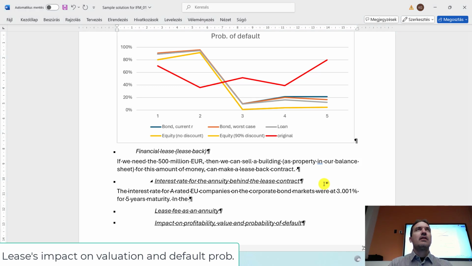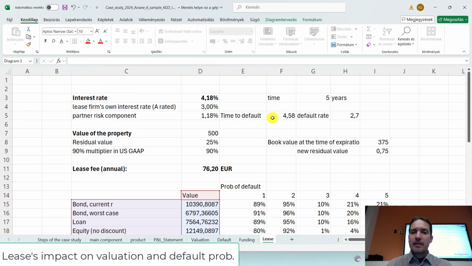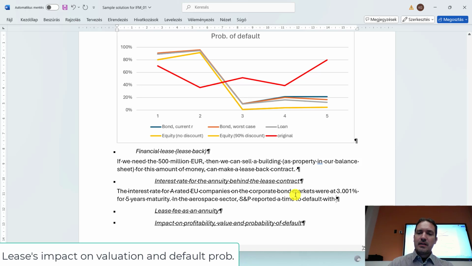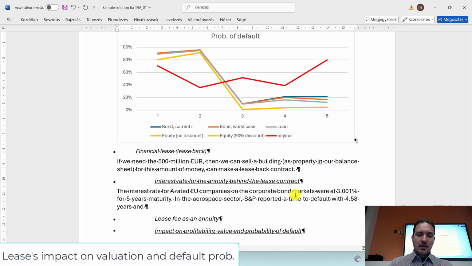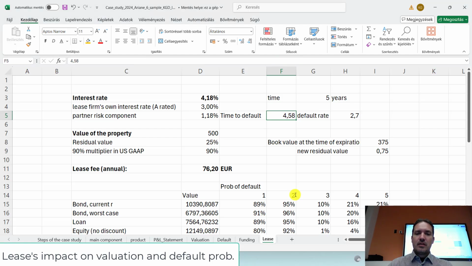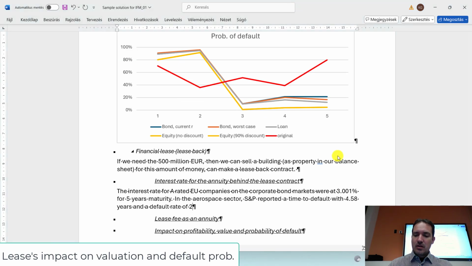In the aerospace sector, S&P reported time to default with some years, 4.58 years, and a default rate of 2.7%, which is not that terrible.